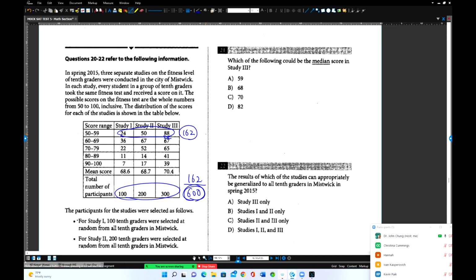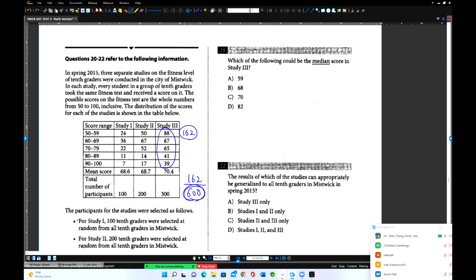Which of the following could be the median score in study 3? Only study 3 over here. Which one is the middle number? This middle up here, right? Which is the middle number? You can see there? Which of the following could be the median? This is right. Okay, take a look. You have to be careful.